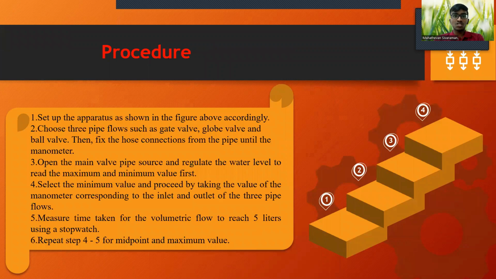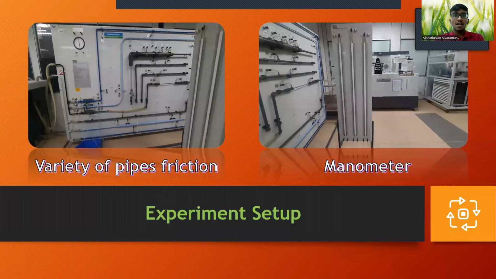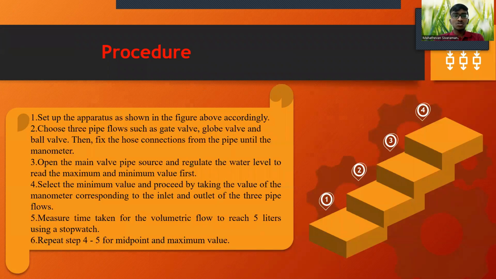This is the procedure of our experiment. First of all, we need to set up the apparatus as shown in the figure above accordingly. Then we must choose 3 pipe flows such as the gate valve, globe valve and ball valve. Then we should fix the hose connection from the pipe to the manometer. Thirdly, open the main valve pipe source and regulate the water level to read the maximum and minimum value first. Fourthly, select the minimum value and proceed by taking the value of the manometer corresponding to the inlet and outlet of the 3 pipe flows. Fifthly, measure the time taken for the volumetric flow to reach 5 liters using a stopwatch.